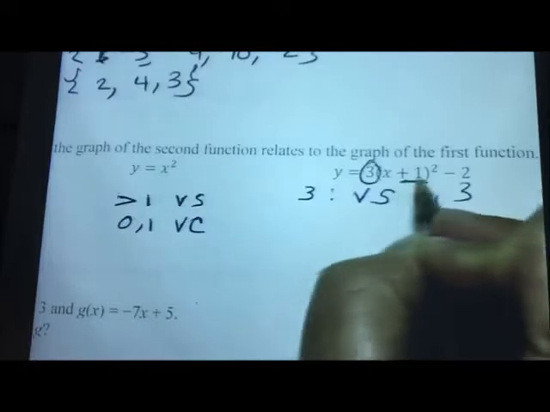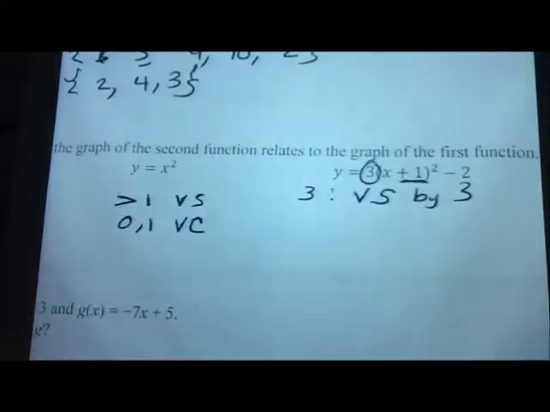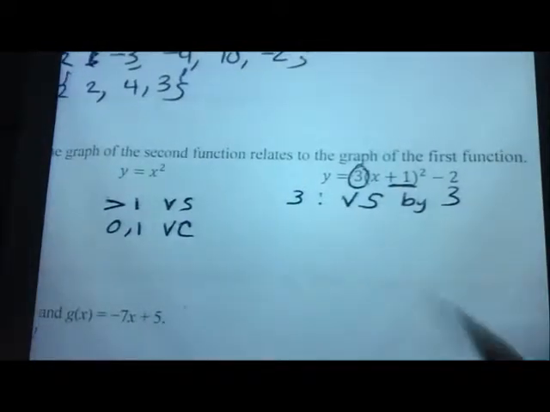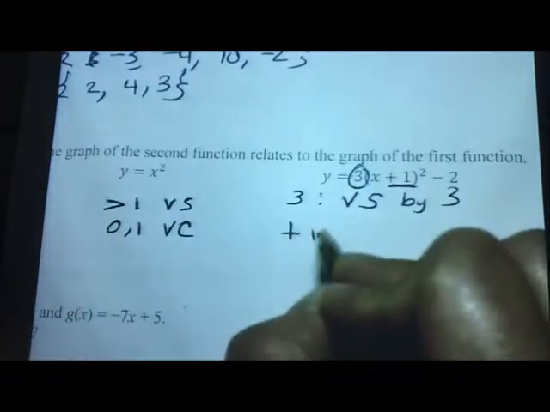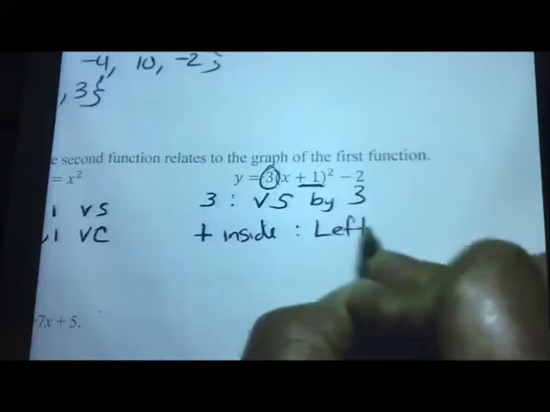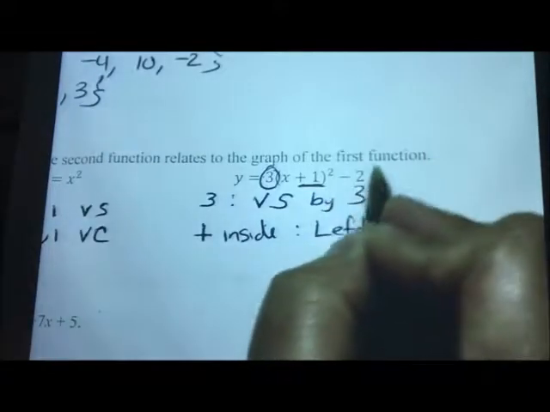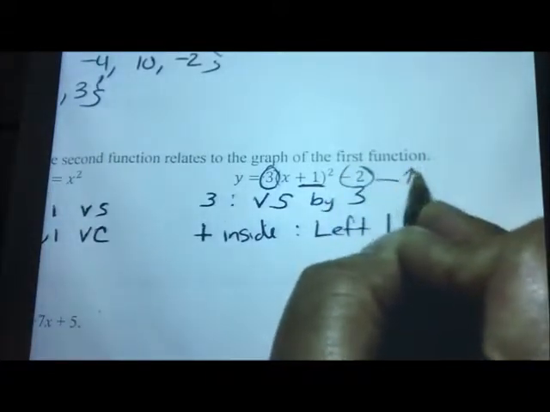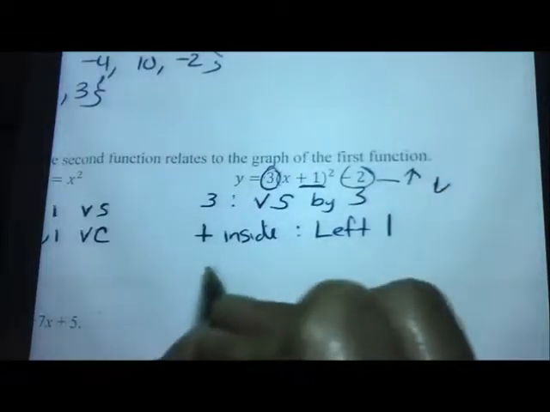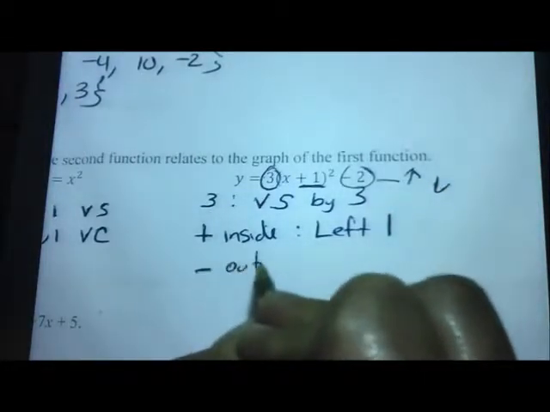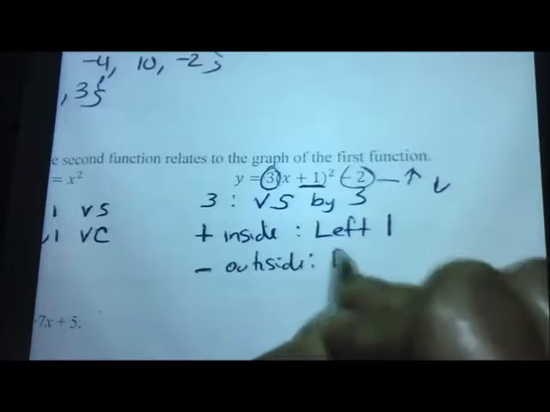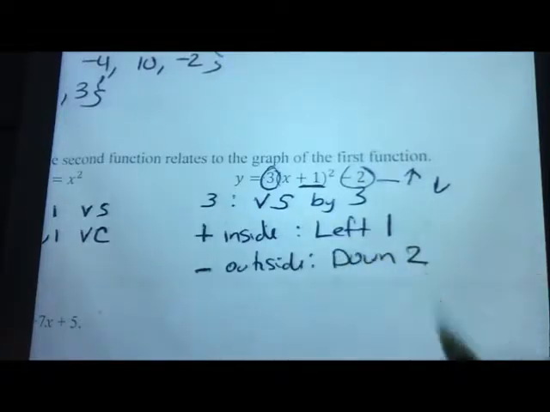The number inside determines if it moves left or right. Because it is a positive inside, the graph moves left 1 unit. The number outside determines if it moves up or down. Because it is a negative outside, that means it moves down 2. Keep that in mind.